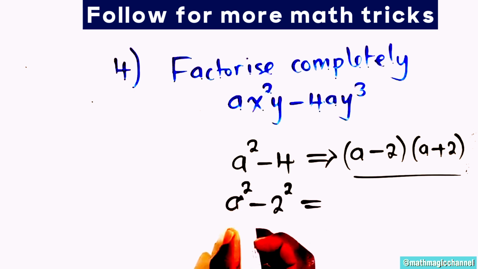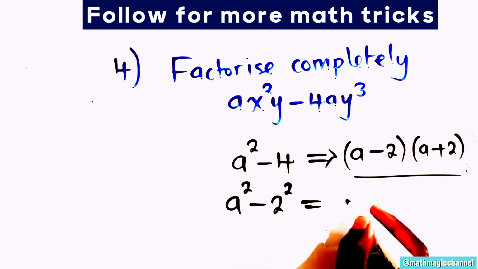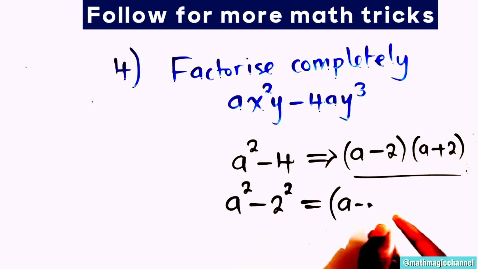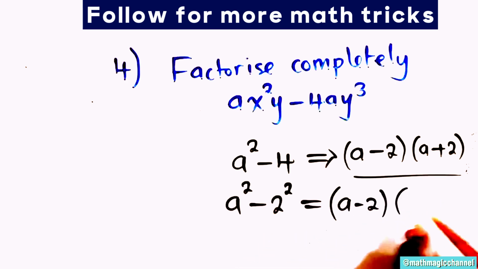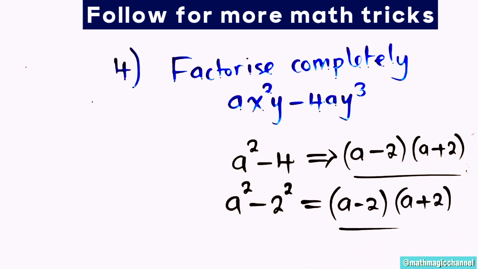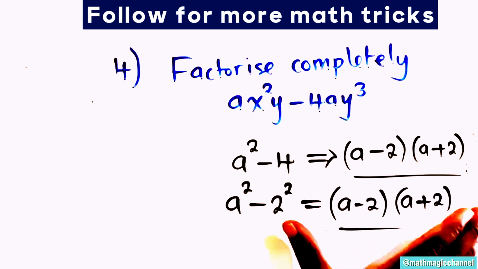So when you've got a power 2 here and a power 2 here, you are going to write now the bases. A minus 2, and then with the same bases, you copy a, you say plus 2. This is how it goes. Okay? This is difference of two squares.